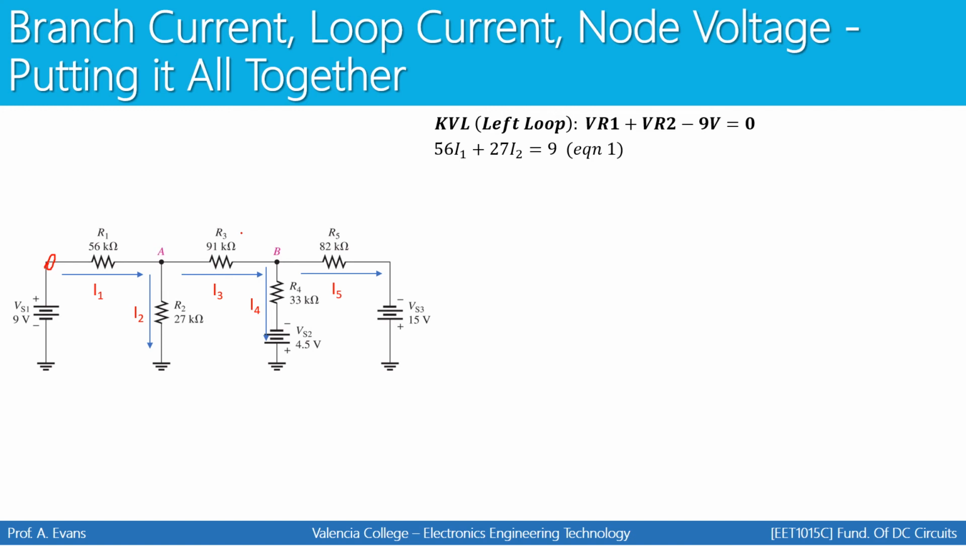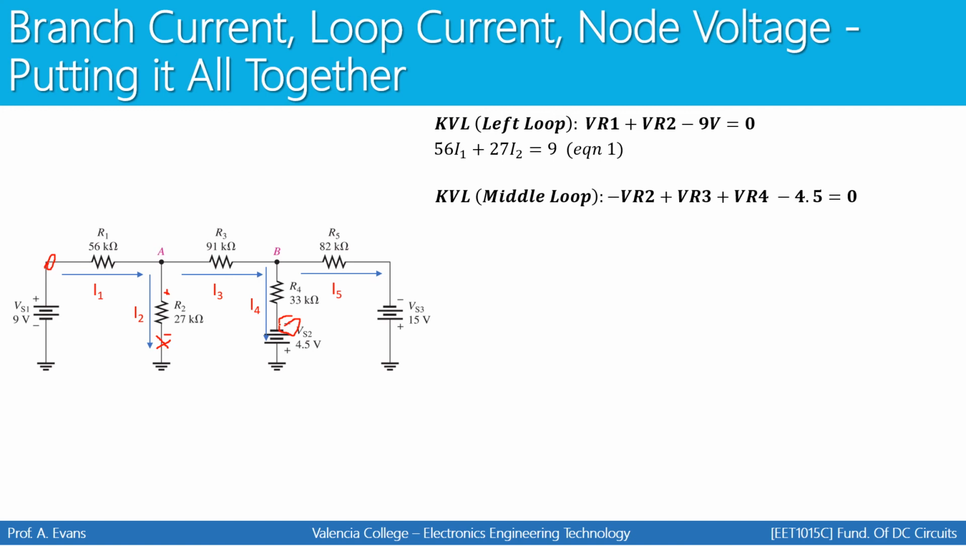Next, I'm going to do a KVL around the middle loop. I'm going to start right here and go clockwise around the loop. So you're going to have a minus VR2. Look at the polarity of I2. Look at the direction you're going. So this is going to be plus, minus, for example. So we have a negative voltage here if we're going this way around the loop. Negative VR2 plus VR3 plus VR4 minus 4.5.